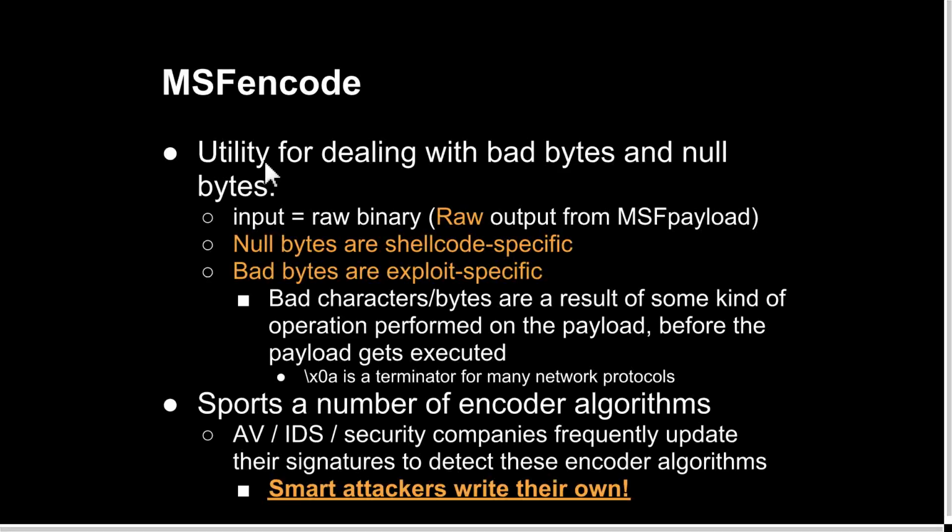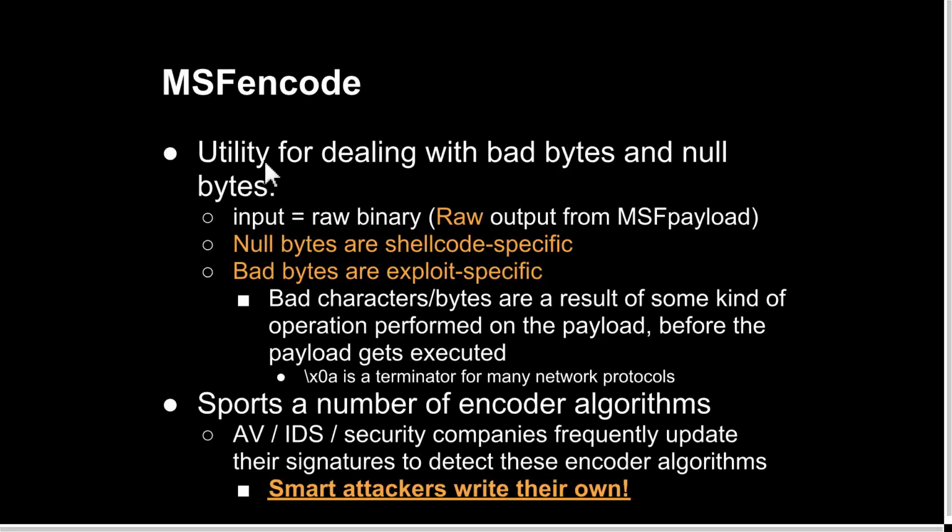So there's an important distinction that needs to be made, and you need to remember it: null bytes are shellcode specific. Bad bytes that cause the truncation of your payload or your exploit over the wire are exploit specific. So that's the result of some sort of operation being performed on the payload before the payload actually gets executed.